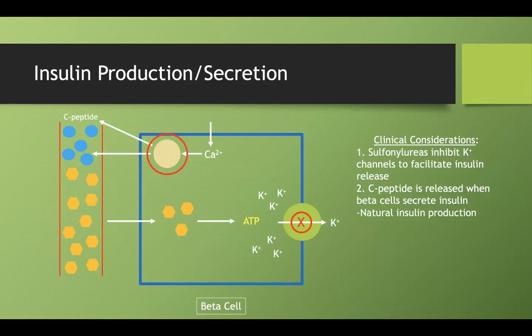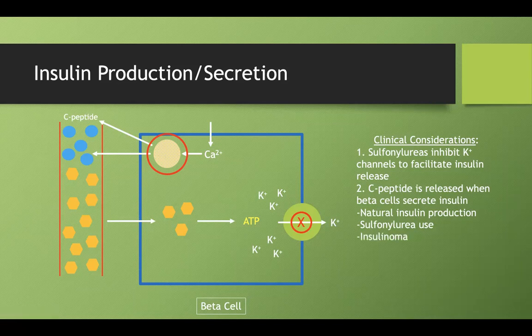This can happen in 3 different ways, okay? We've talked about 2 of the ways already. The first way is natural insulin production. So you have glucose coming in and going through this whole process that we've talked about first. In this process, you're going to get C-peptide released. Another thing that we briefly mentioned is that if you have a sulfonylurea blocking this potassium channel, you're still going to get natural release of calcium and natural vesicular release of insulin. So you'll get C-peptide as well.